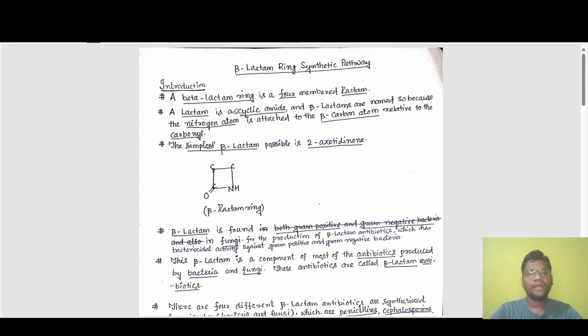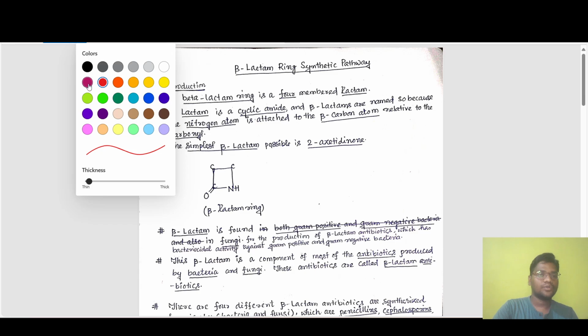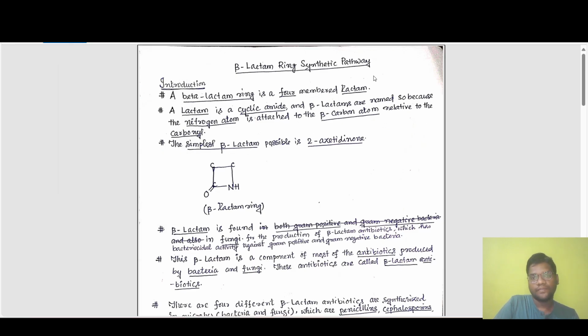Today we will discuss the beta-lactam ring synthetic pathway. This beta-lactam pathway is particularly found in bacteria and also in fungi. It is meant for the production of beta-lactam ring compounds. So what are beta-lactam ring compounds?